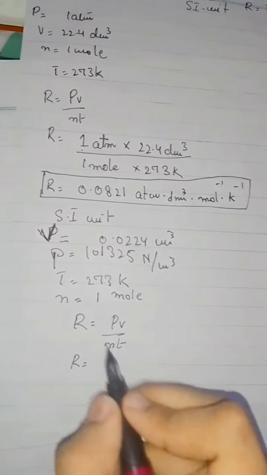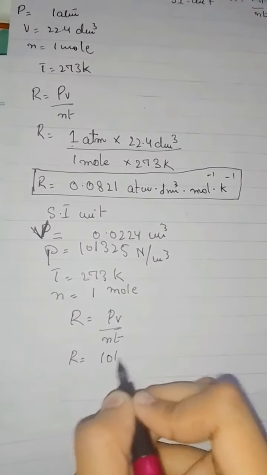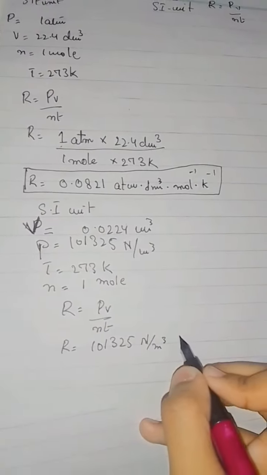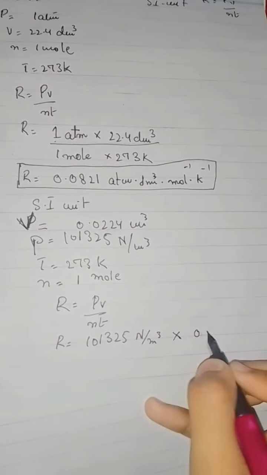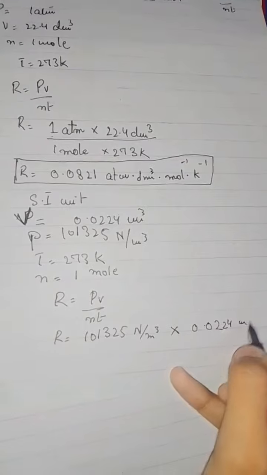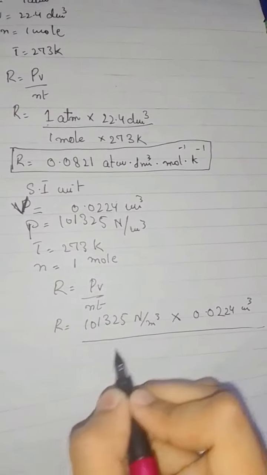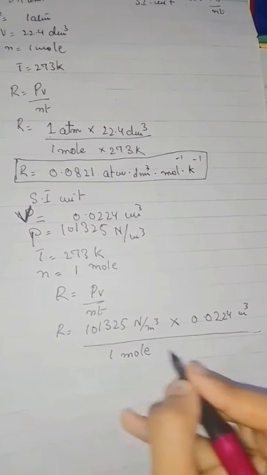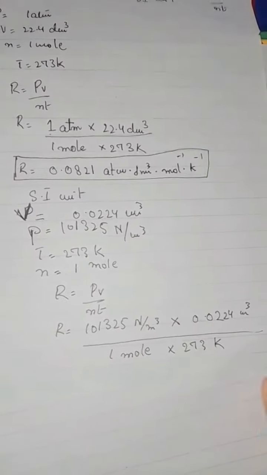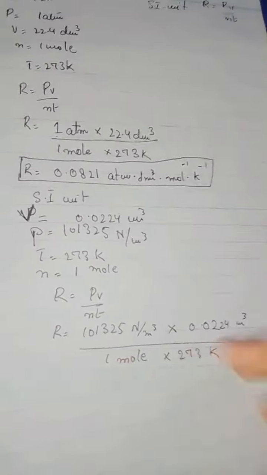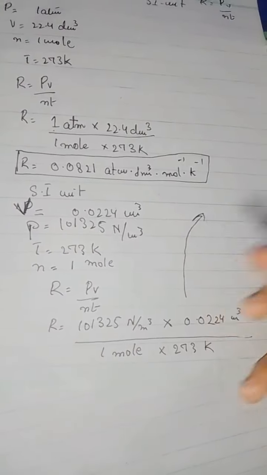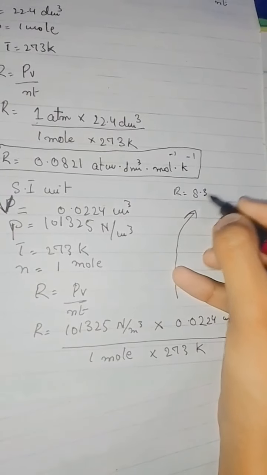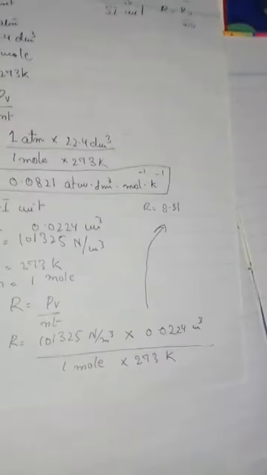Now R is equal to P, the pressure we have, 101,325 Newton per meter square, into the volume, 0.0224 meter cube, divided by the mole, which is 1 mole, into 273 Kelvin. Now when we multiply all these, the answer will be 8.31.